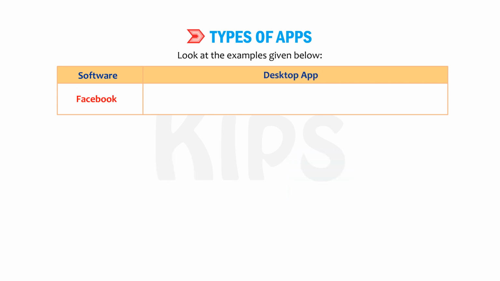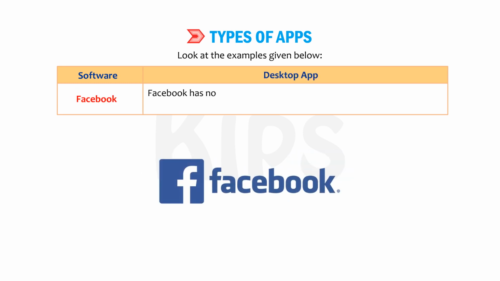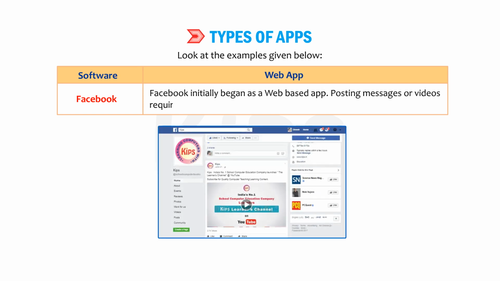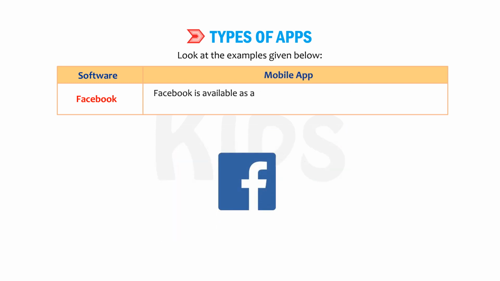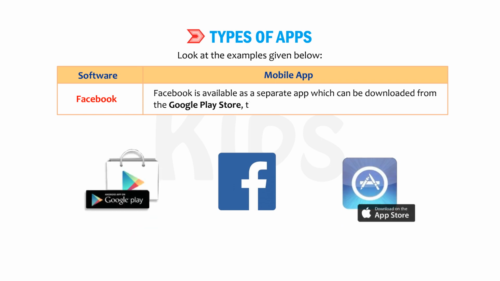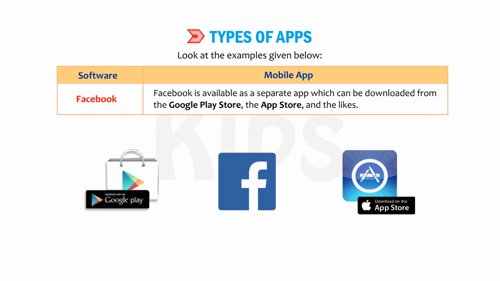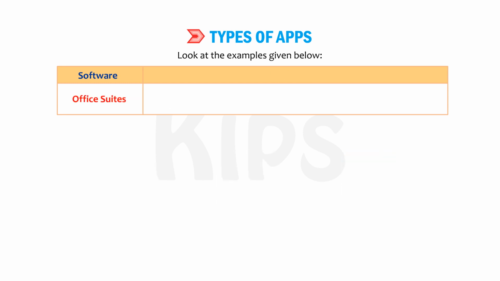Facebook. Desktop app. Facebook has no desktop application as it cannot be used without being connected to the Facebook site. Web app. Facebook initially began as a web-based app. Posting messages or videos require you to be connected to the internet. Mobile app. Facebook is available as a separate app which can be downloaded from the Google Play Store, the App Store, and the likes.